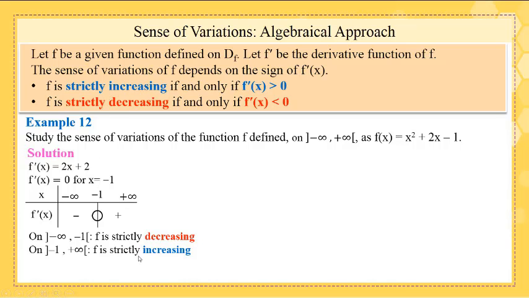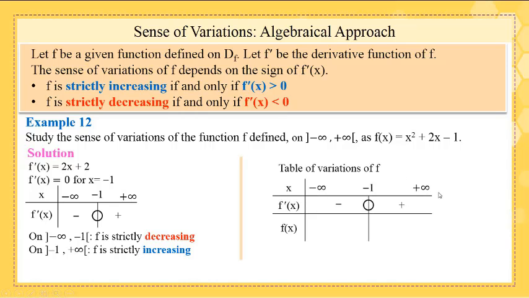We can write the answer in another way in the form of a table. Here we have the table of signs of f prime of x, and we will continue the table by using arrows. Since f prime of x is negative, f is strictly decreasing. Since f prime of x is positive, f is strictly increasing. And finally, we will substitute minus 1 for x in the expression of f of x to get minus 2.